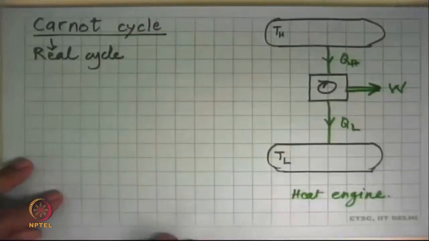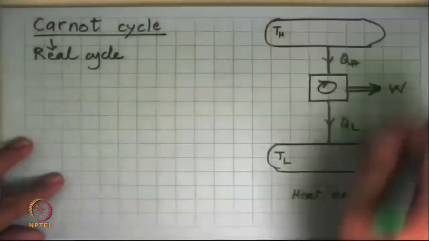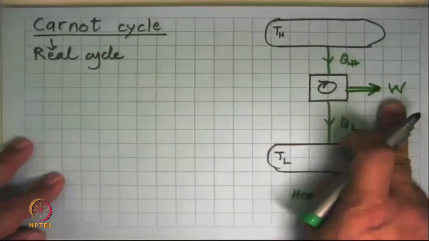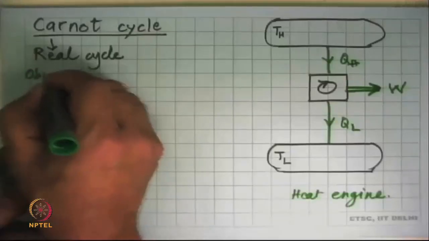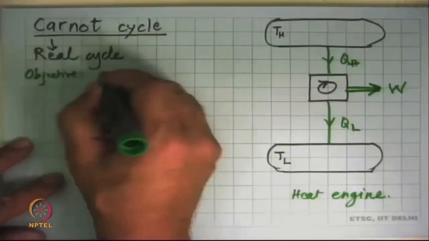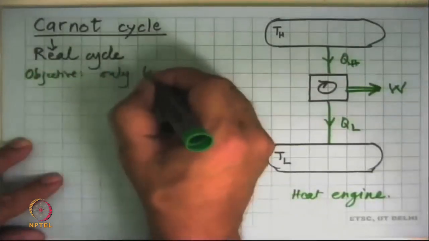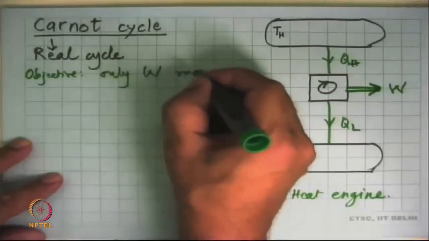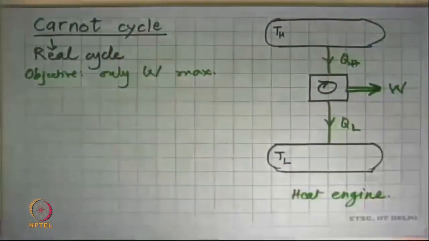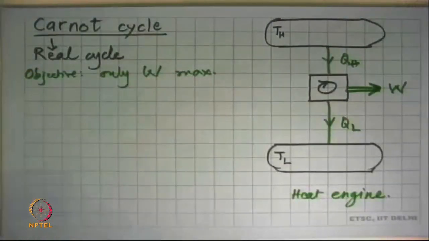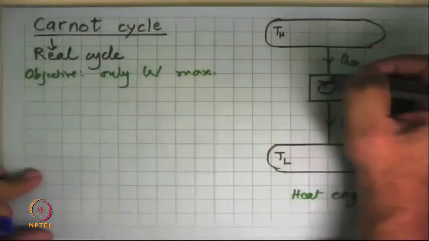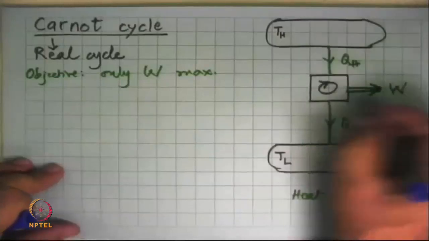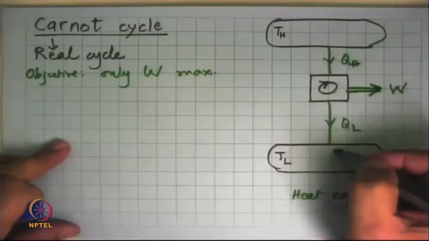Now, we say that my objective is only to produce work. If that is the objective, and I want maximum work that I can get from this, then the implication is that for a given amount of QH, I should get maximum here and minimum over here.